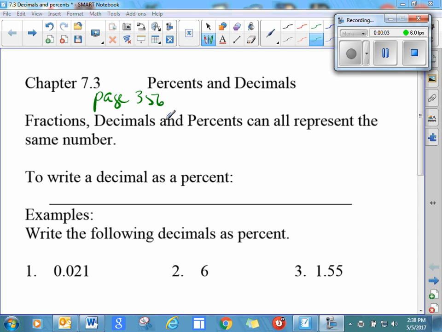Hi guys, this is the video on 7.3. I need you to have your books open so you can copy some of this vocab from your books, and it's on page 356 is where you need to start.